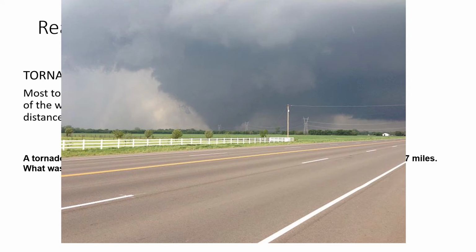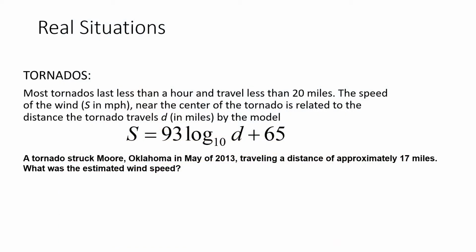In this picture we have a tornado, and it is being defined by this function in regards to its speed and its distance. Let's read the situation. Most tornadoes last less than an hour and travel less than 20 miles. The speed of the wind is represented as the variable s in miles per hour, near the center of the tornado, and it's related to the distance the tornado travels in miles, d, by this model. So that tornado we just saw is represented by this function as far as how far it's traveling and how fast it's traveling.